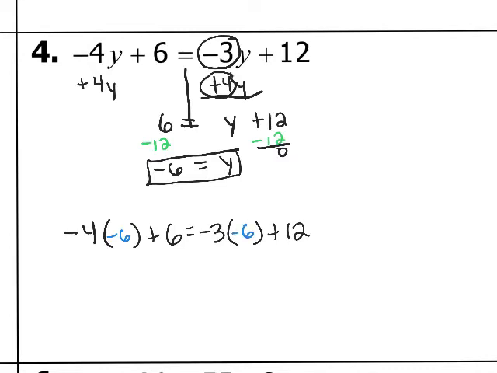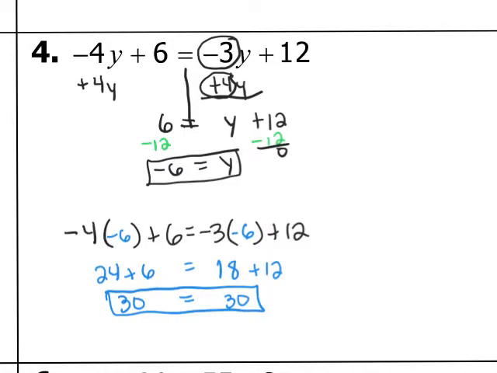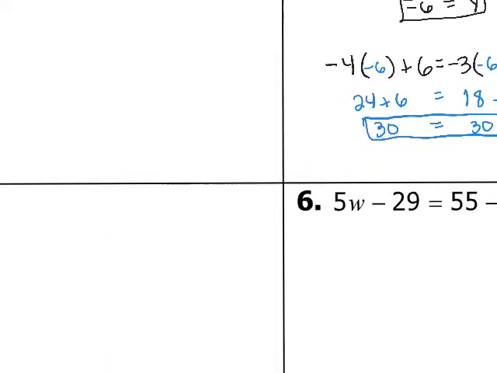So negative times negative is positive. 4 times 6 is 24. 24 plus 6 is 30. Let's see how that goes. 3 times 6 is 18. Negative times negative is positive. We have positive 18 plus 12. Hey, guess what? That's also 30. We are good. All right, here comes number 5.